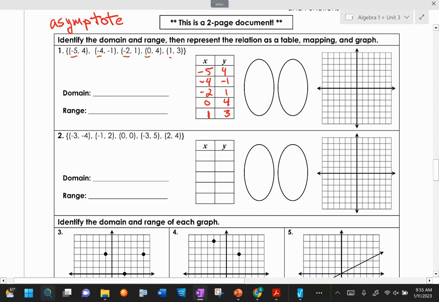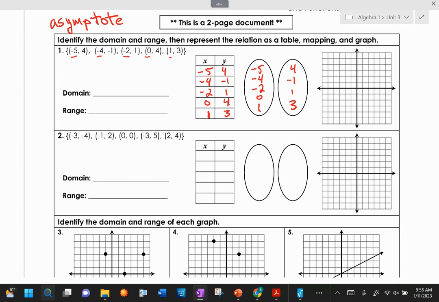Then I'm going to place those in my input bubble, which they call mapping when you're drawing from one bubble to the other. The reason that mapping is different than the table is, which number did I not need to write twice? 4, right? Because 4 shows up twice in the Y's column. So I only need to draw it once, but I'll have 2 different X's going to it.